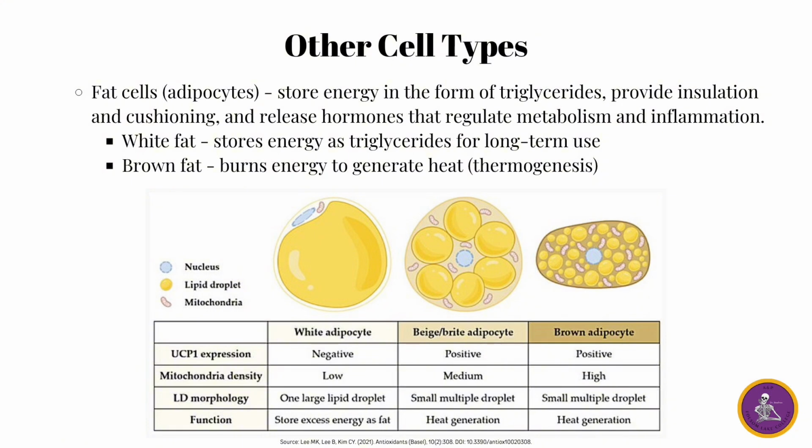Brown fat cells, in contrast, are metabolically active and rich in mitochondria. They burn fat to produce heat, a process known as thermogenesis. This is especially important in newborns and in cold climates. Beige fat is a third type that can be recruited to behave more like brown fat under certain conditions, such as cold exposure and certain hormones.